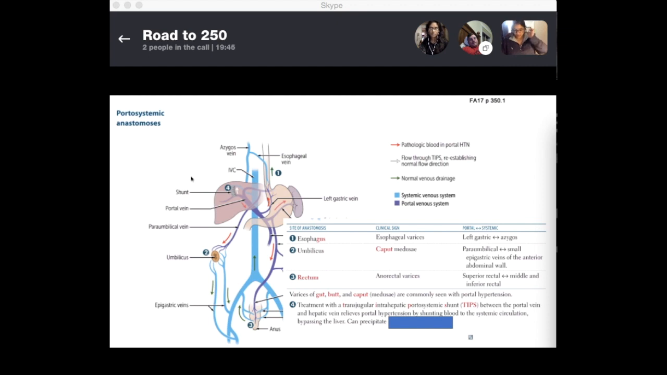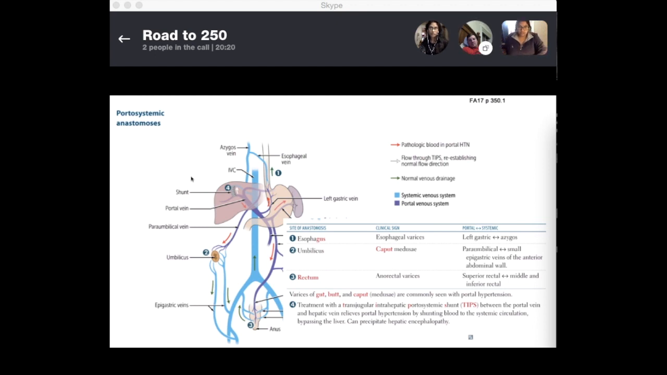And then, once again, so you can see it with the words, number 4 marks the treatment with the TIPS procedure between the portal vein and the hepatic vein, so we can relieve the portal hypertension by immediately shunting the blood to the systemic circulation. And this can cause a problem known as... Hepatic encephalopathy? Yes, hepatic encephalopathy.